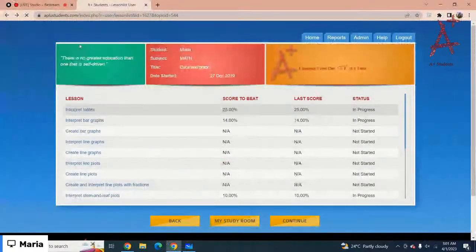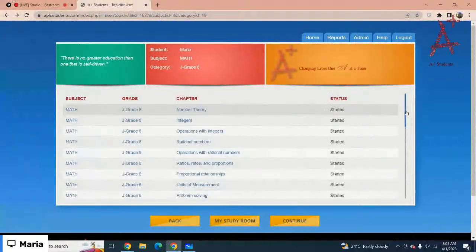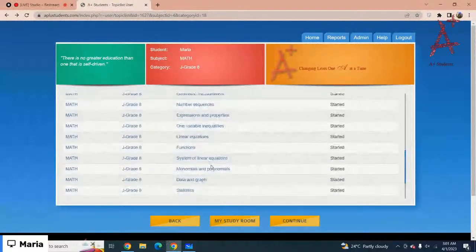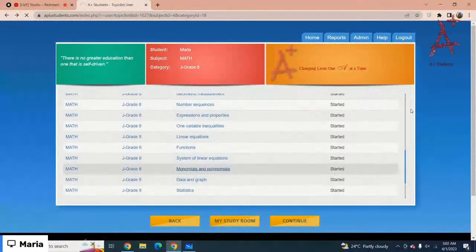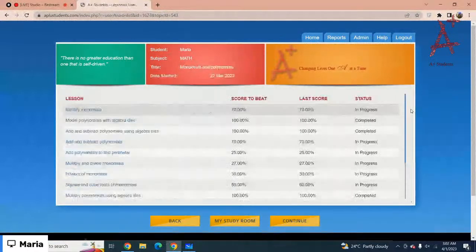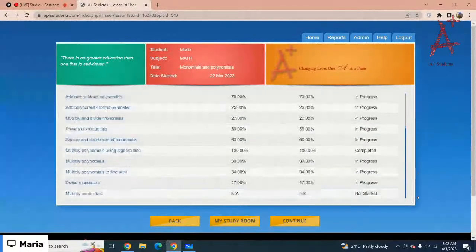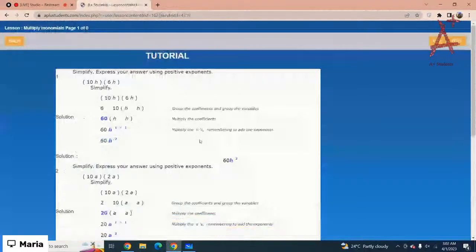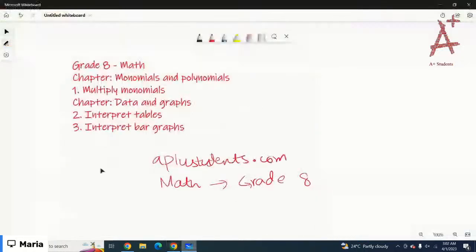So here I'm on grade 8 maths. Let's start with the chapter monomials and polynomials. And here is the lesson, multiply monomials. So let's start with the lesson. Okay, the first example is 10h times 6h. Basically they are two monomials, you have to multiply them. Got it?